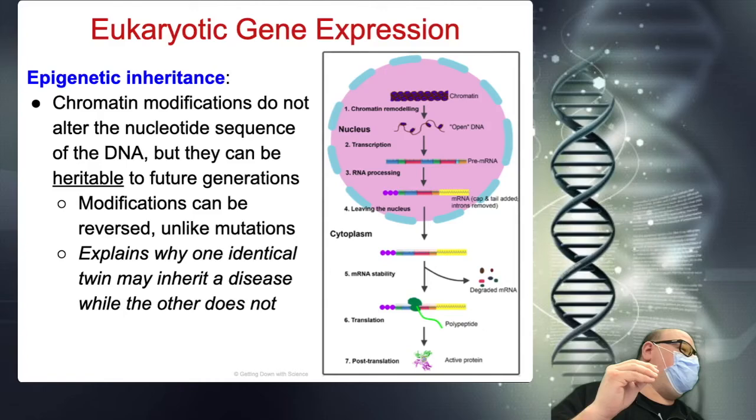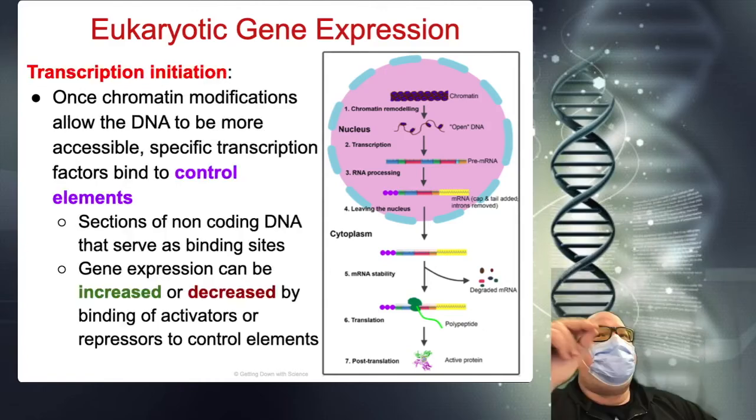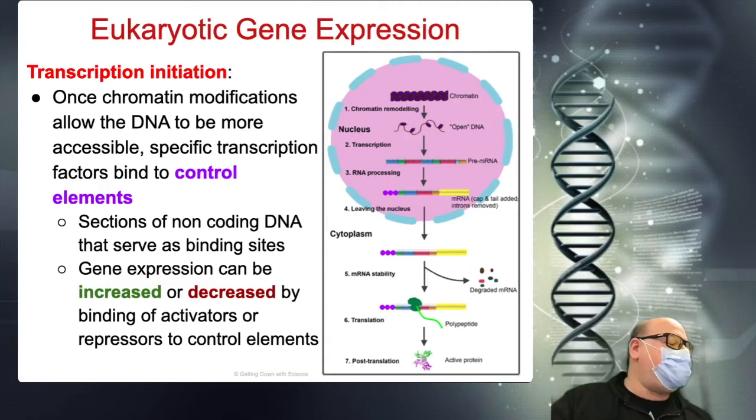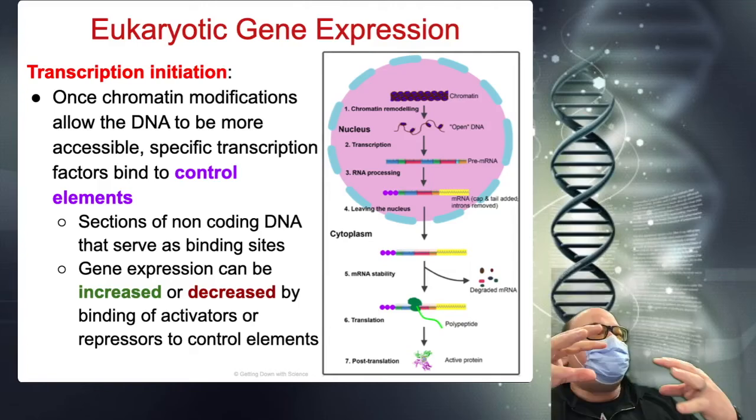Once we modify the chromatin and allow that DNA to be accessible, specific transcription factors bind to these control elements. This is getting really thick, really technical. There are sections of DNA that we once thought were junk. We look at the DNA and we're like, there's no genes there, so that DNA doesn't even do anything. We're now starting to learn that there are sections that don't serve as a plan for a protein, but are more of a binding site to say, start making this gene or stop making this gene.